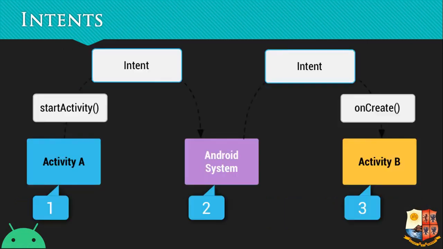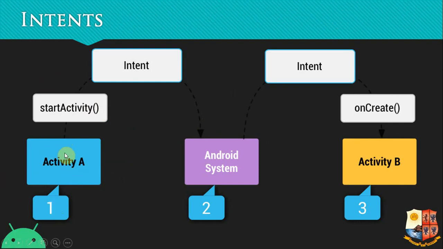Let me go to the next slide. Basically, when an activity A, this is the diagram I've taken from Android developers. You see activity A is the first one. We only saw how we went from one activity to another activity. That's all we saw. But they have just explained how this entire thing works.